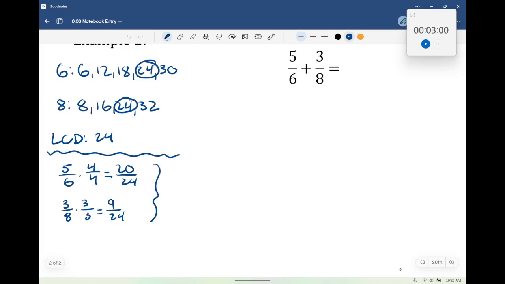And so again, I'm going to take these. I'm going to set up my original. 5/6 plus 3/8 is really 20 over 24 plus 9 over 24. Well, 20 plus 9, everybody, is 29. Now, this, I'll name up front, is not reducible. It stays like this.